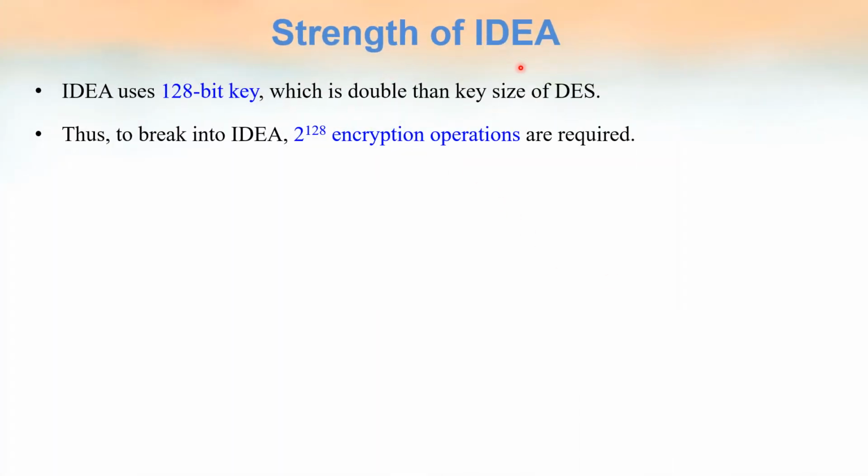Strength of the IDEA algorithm: it uses a 128-bit key, which is double the key size of DES. The DES key size is 64 bits, so this is double that. Thus, to break into IDEA, 2 raised to 128 encryption operations are required.